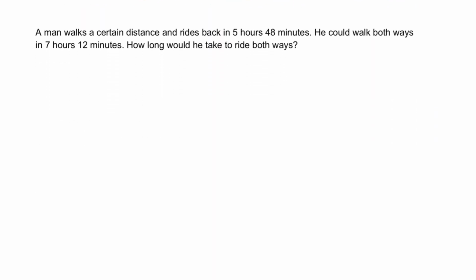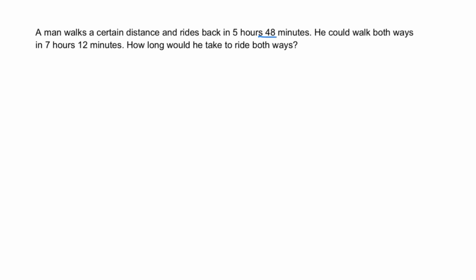Now, what does the next problem say? It says a man walks a certain distance and returns back in 5 hours and 48 minutes. He could walk both ways in 7 hours 12 minutes. So we will have to find how long would he take to ride both ways. It's a much simpler problem.